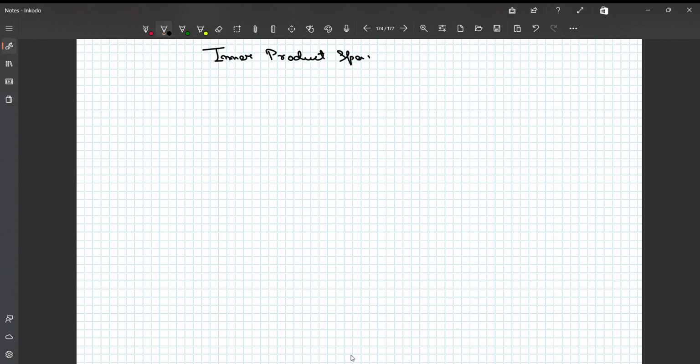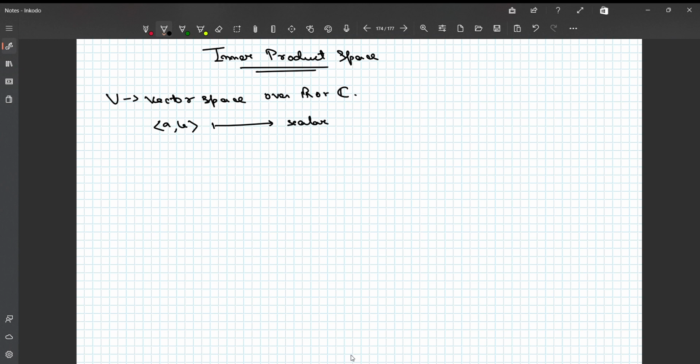So, in the previous lecture, we started with a vector space V. This vector space was to be considered over the real field or the complex field, right? Then we defined a certain scalar function on V, which sends every ordered pair of elements from V, say A, B, to some scalar, which obviously is in R or C. And this function was called an inner product of the elements, right?